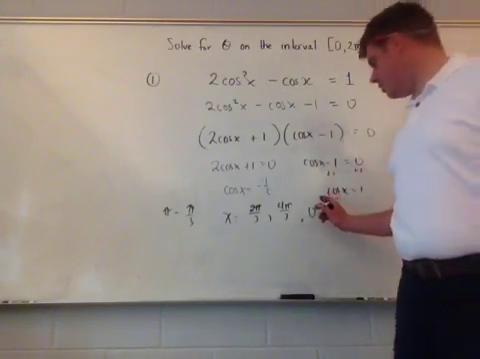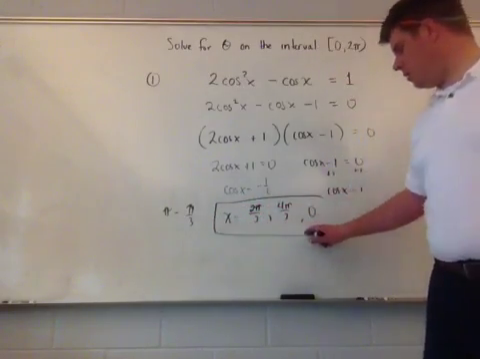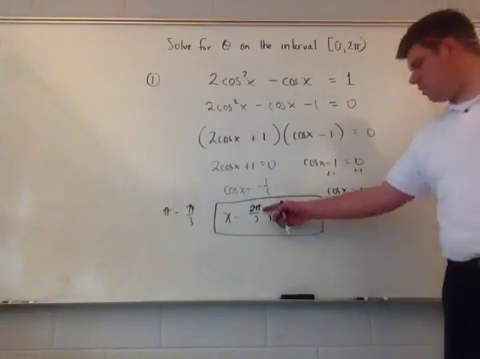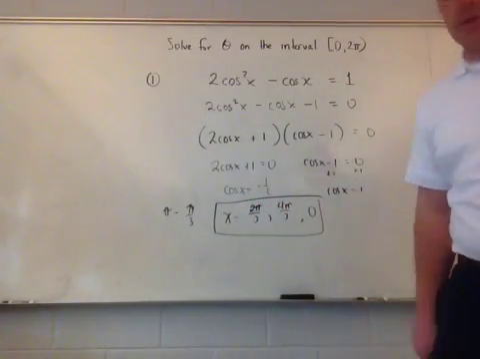So then my answers here, in radians, are 2 pi over 3, 4 pi over 3, and 0. So I hope that helps.